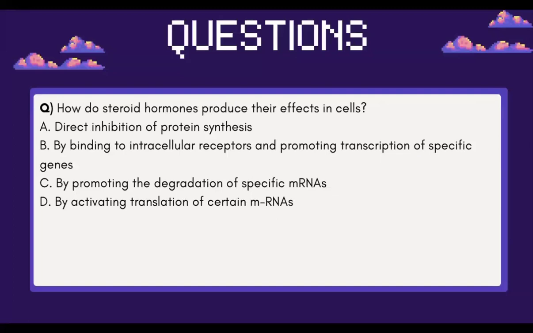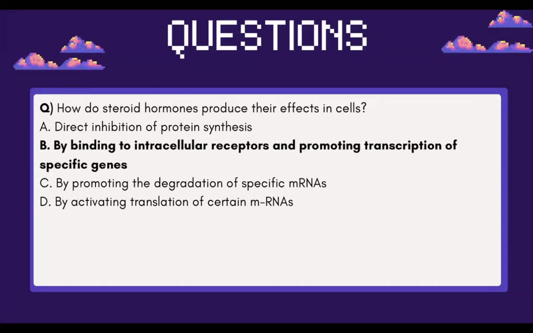Okay, next question. How do steroid hormones produce their effects in cells? I think they bind to intracellular receptors and promote transcription. Yep, perfect. And they don't directly inhibit protein synthesis. They don't have that effect at all. And these are also not related because their main pathway starts from the transcription, not from anything else.